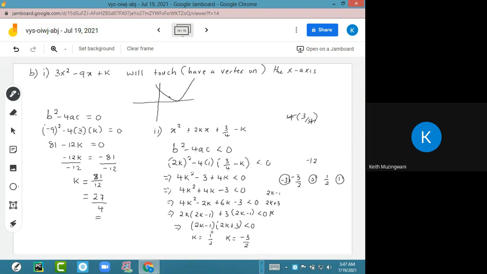And then let me equate just the product. So when you have negative 3 there, we'll get negative, negative, giving us positive. When you have 0, we'll get negative, positive, negative. When you have 1, we'll get positive, positive, positive. We want less than 0, so the solution set is going to be negative 3 over 2, comma half.